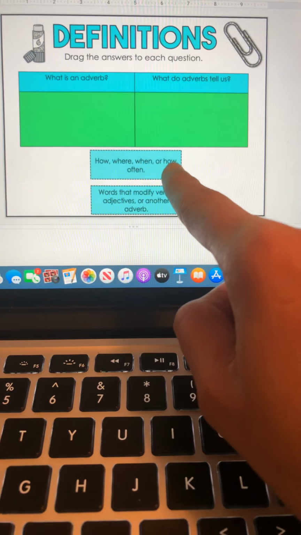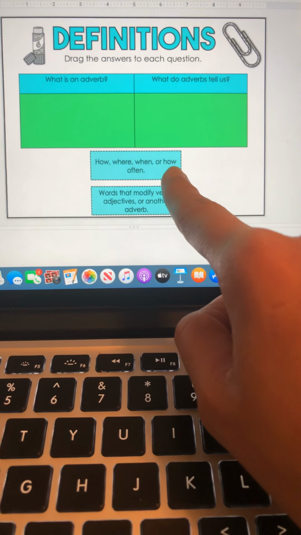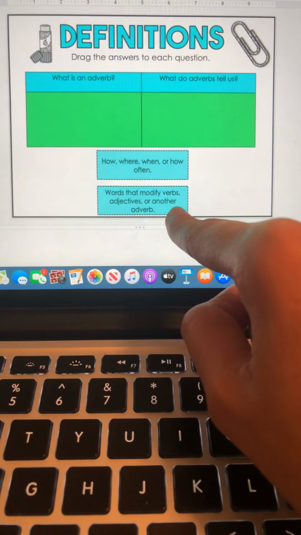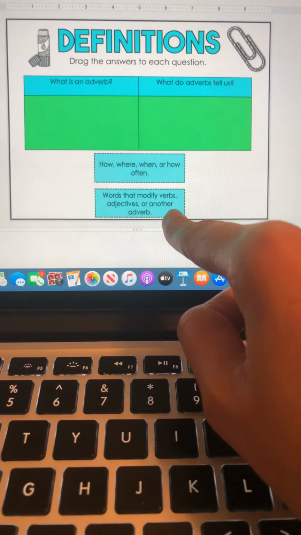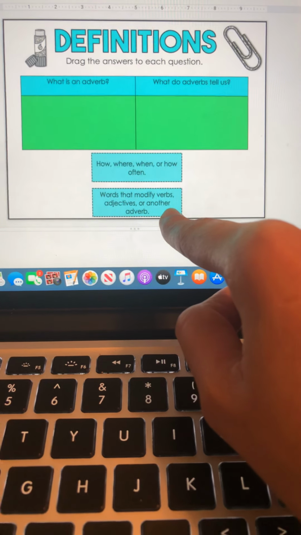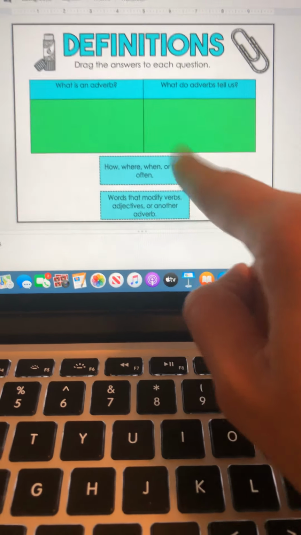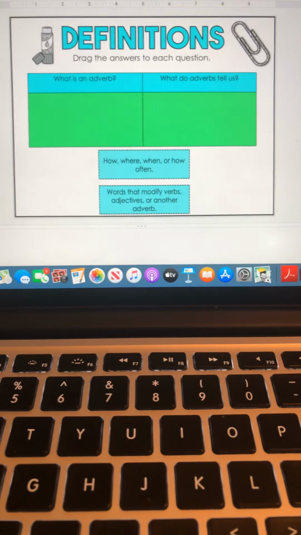So in the first box it says how, where, when, or how often. And the second box says words that modify verbs, adjectives, and another adverb. So you need to drag those to the correct box.